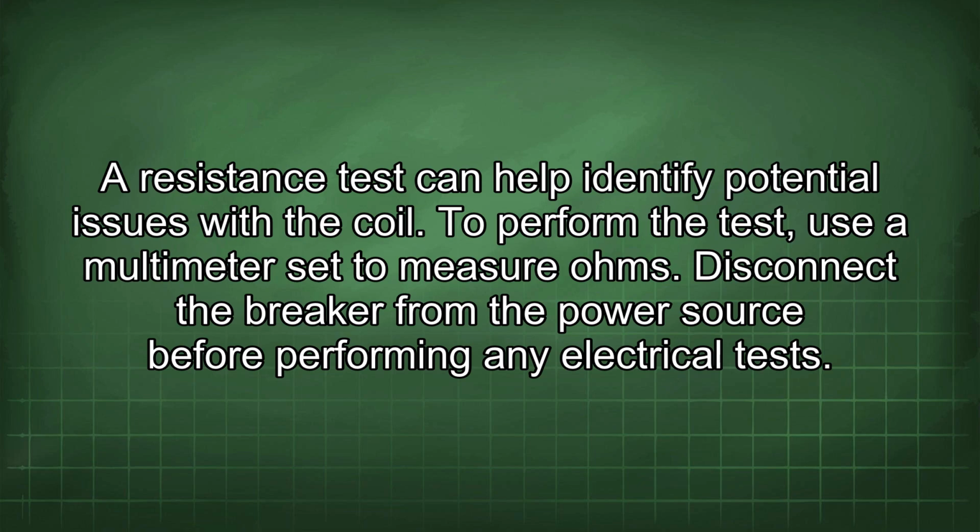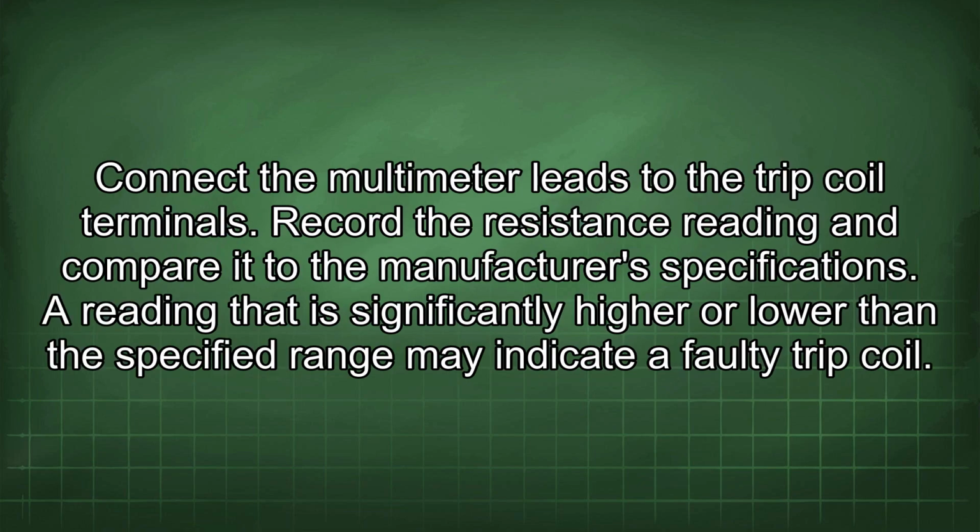Disconnect the breaker from the power source before performing any electrical tests. Connect the multimeter leads to the trip coil terminals. Record the resistance reading and compare it to the manufacturer's specifications. A reading that is significantly higher or lower than the specified range may indicate a faulty trip coil.